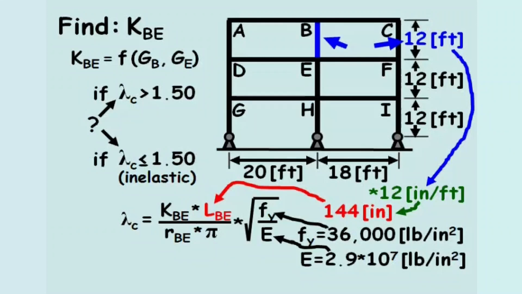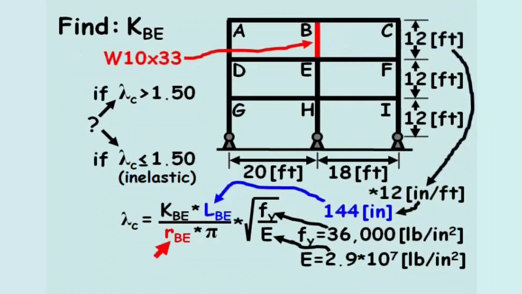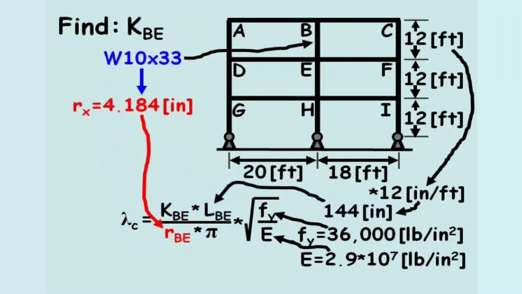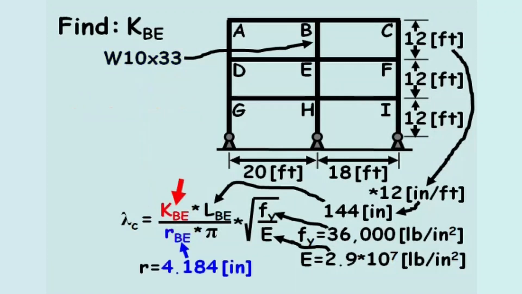For a W10 by 33 steel member, the radius of gyration about the strong axis equals 4.184 inches. The last unknown variable is the effective length factor, K, which is the variable we're solving for. So we'll compute lambda c as 0.3860 times the effective length factor in column BE.